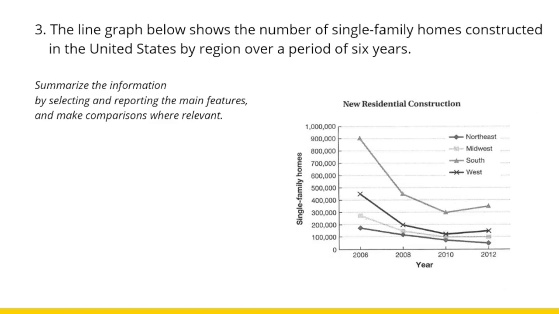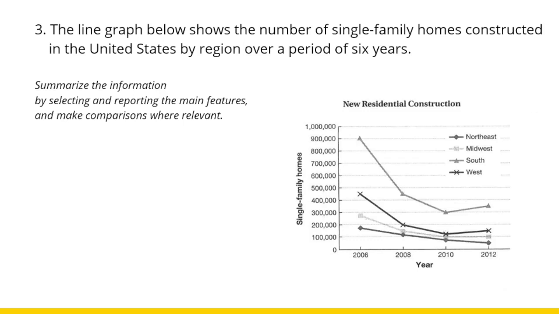Alright guys, so now we're going to discuss our third graphic, which is a line graph, and I'm sure you know why the name is a line graph. Well, I'm going to tell you anyways. It's called a line graph because of the lines you see in this graphic, and these lines actually represent different places. So let's take a look at our topic and you'll have a better idea. I'm going to read it. The line graph below shows the number of single-family homes constructed in the United States by region over a period of 6 years. So now you have a little bit better idea, and you also know that all this happened in the United States.